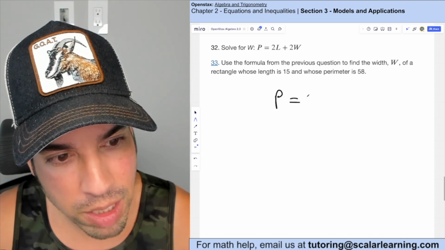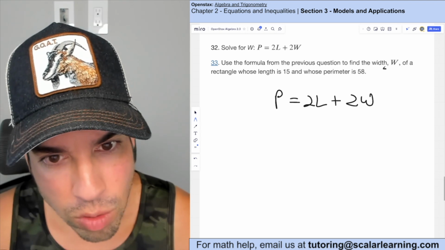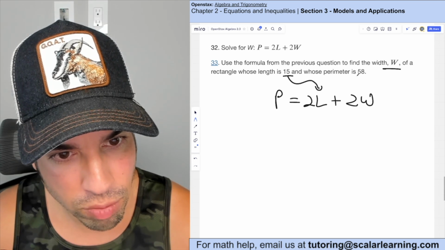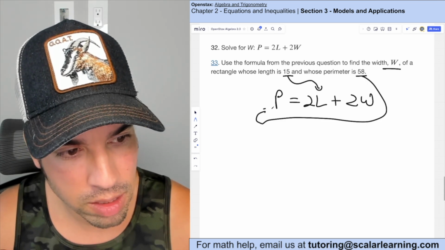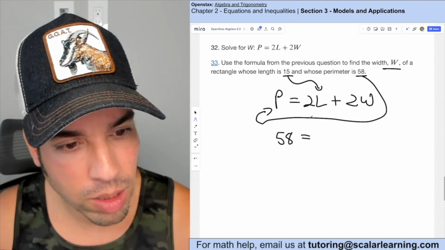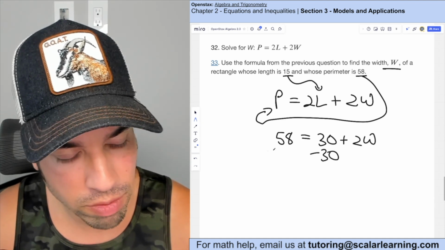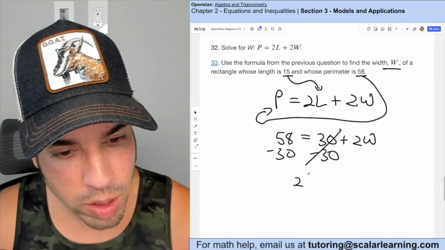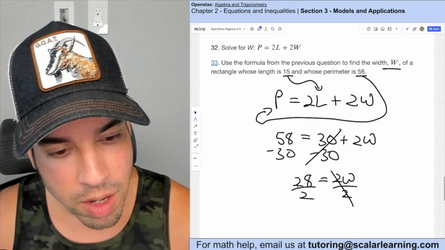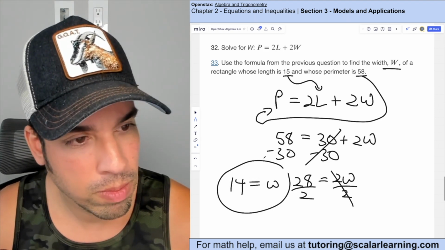So 33 relies on 32, on that equation, P equals 2L plus 2W. They want to find the width of a rectangle whose length is 15, so that's going to go in here, and whose perimeter is 58, in there. Plug and chug, let's go. 58 equals 2 times 15, which is 30, plus 2W. Now I'm going to subtract 30 from both sides like so. I got 28 equals 2W, divide both sides by 2, boom, boom. And W equals 28 divided by 2, which is 14. Boom, done.